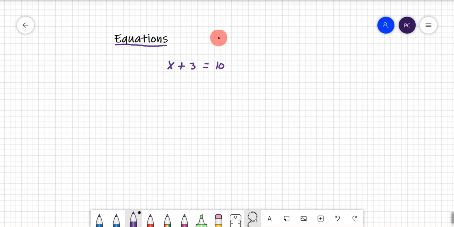Imagine you have a balance. Whatever's on one side is equal to whatever's on the other side. So the sides balance each other out. If I take something off this side, then I have to take the same amount off the opposite side for this balance to remain. And that's what we mean by that.